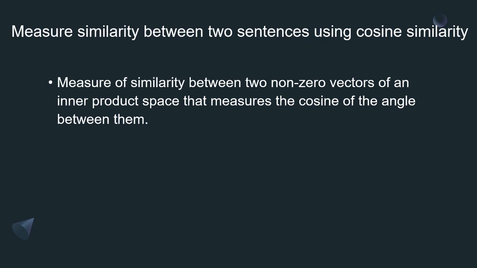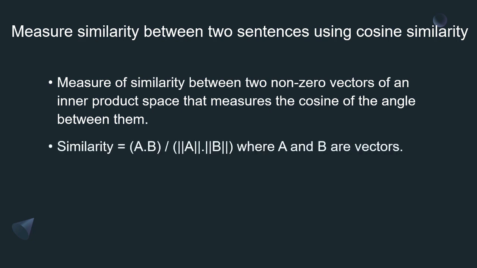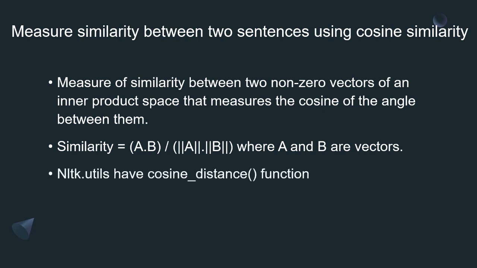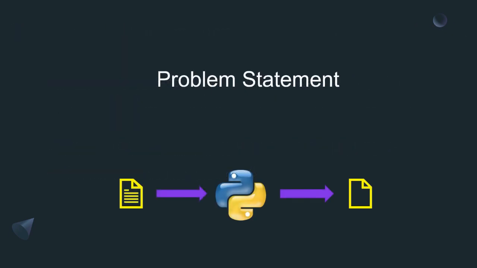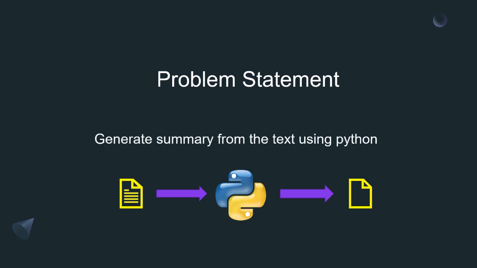The cosine similarity formula is a dot b, that is the dot product between those two vectors. But we don't need to calculate this formula because in Python, in NLTK utils, we already have a function called cosine distance. So we'll use this function and measure the similarity between two sentences. This is the problem statement where we are about to generate the summary from the text using Python. So let's begin with the demonstration.